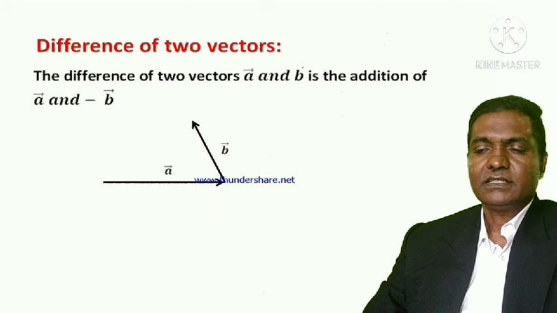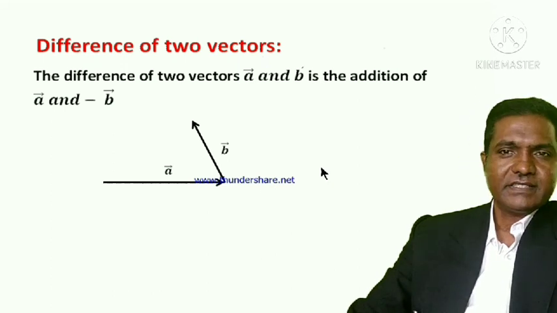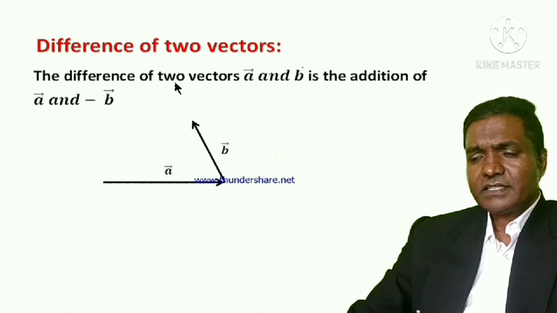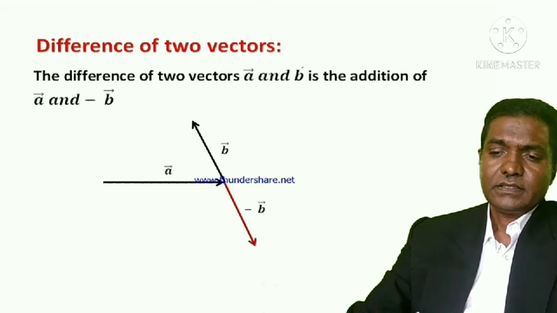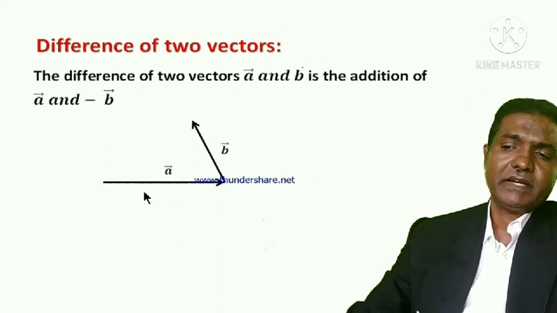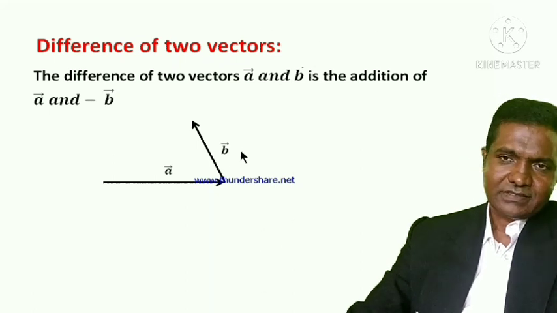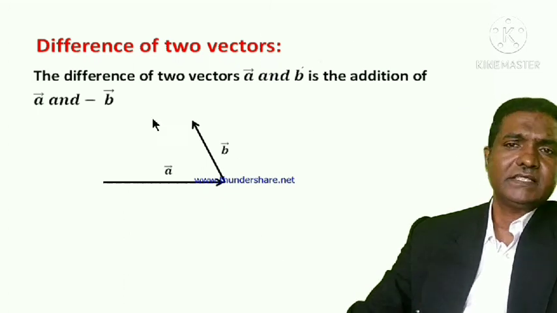Now, the difference between two vectors. Can we subtract two vectors? That is the question. If so, how can they be subtracted? Can we subtract two vectors? Okay, see here. Here there are two vectors, vector A and vector B. We want their subtraction, their difference. So what is the difference?